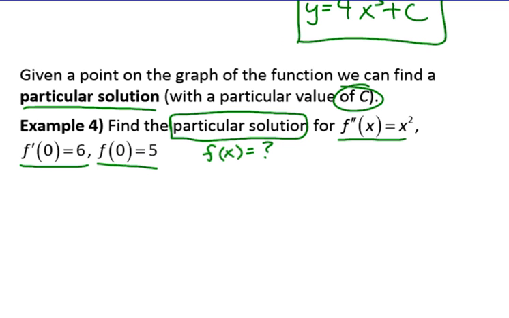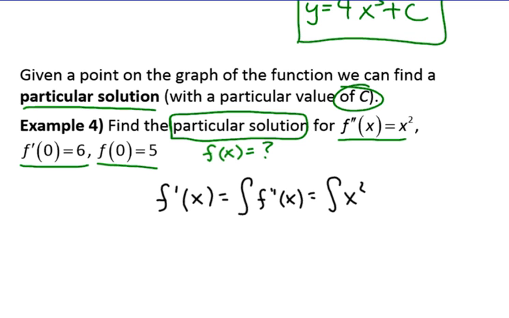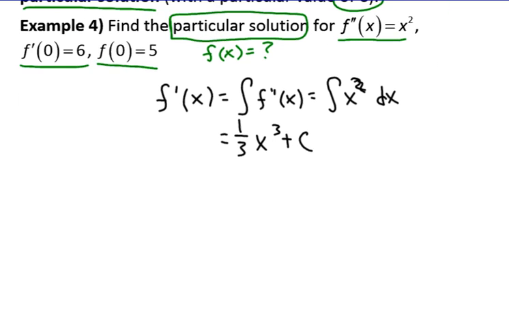So we're going to start off with the f double prime of x. So if I want to find f prime, it is equal to the integral of f double prime. So that's equal to the integral of x squared, and then let's put our differential dx. Okay, so f prime then would be equal to 1/3 x cubed plus c. So now I have this plus c, so I have a general solution for f prime right now. I don't want to take the integral of this at this point because I still have c.